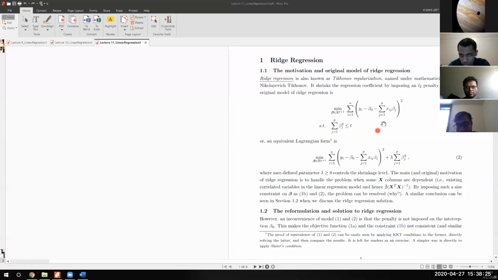Slater's condition requires a bit more background about convex programming, so it might be a bit more difficult for some of you. And if you're interested, just search Slater's condition, and you're going to see what it is.